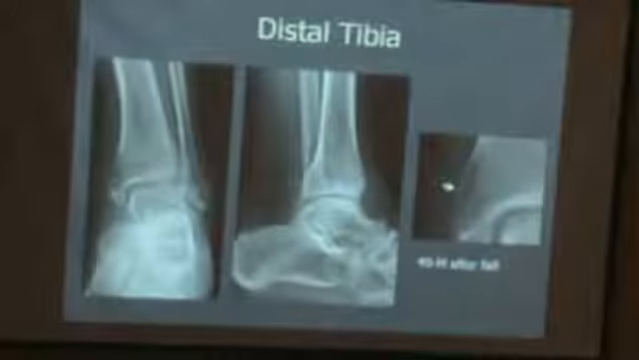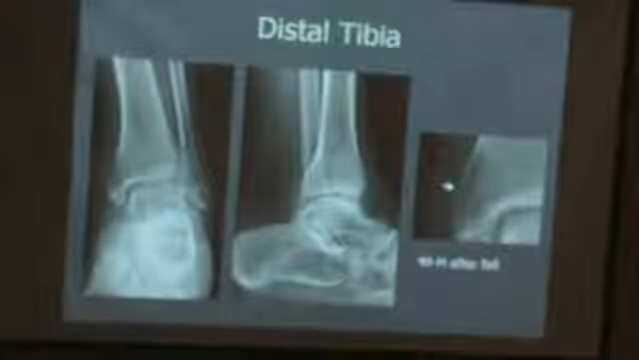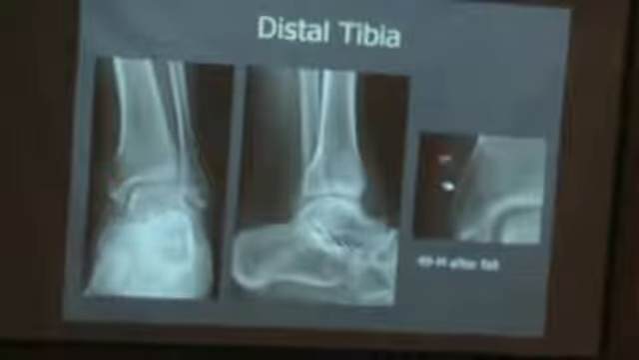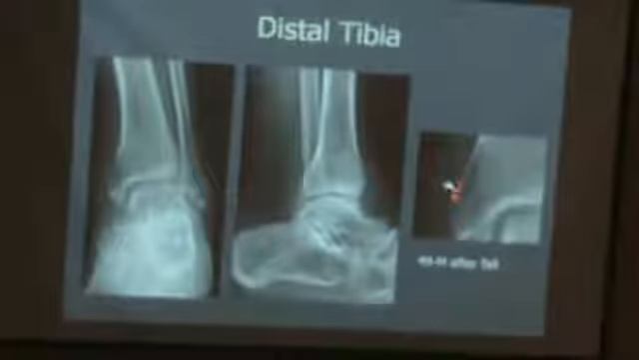A second patient, a 49-year-old male after a fall. The only thing that we saw, of course, was some soft tissue swelling here. When you look at the spot image, there is a tiny bit here, a very thin periosteal reaction. A very thin periosteal reaction, that's what we see.